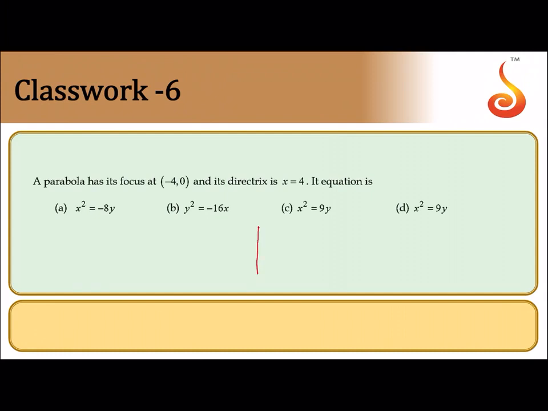Example 6. A parabola has focus minus 4 comma 0 and directrix x equal to 4. So simple one. The directrix is given as x equal to 4 and the focus is given. It's a reverse parabola. So the focus is given as minus 4 comma 0. So this will be y square is equal to minus 16x. Option B is correct.